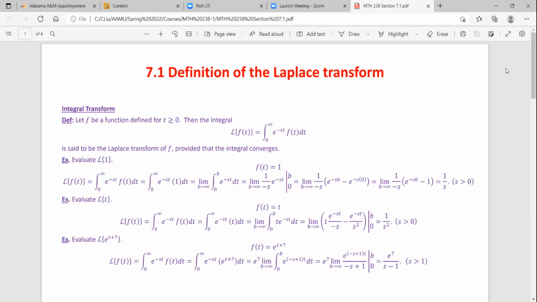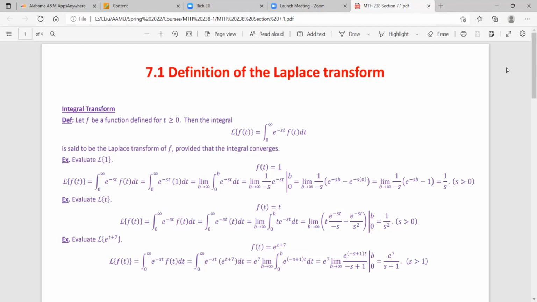When s is less than 0 or equal to 0, s cannot be equal to 0, by the way, because you get 1 over negative s in the denominator. When s is less than 0, negative s is positive, and times b, because b approaches infinity, you get a huge positive number in the exponent, and that just blows up. You don't get a limit in that case. So this Laplace transform converges only when s is greater than 0.